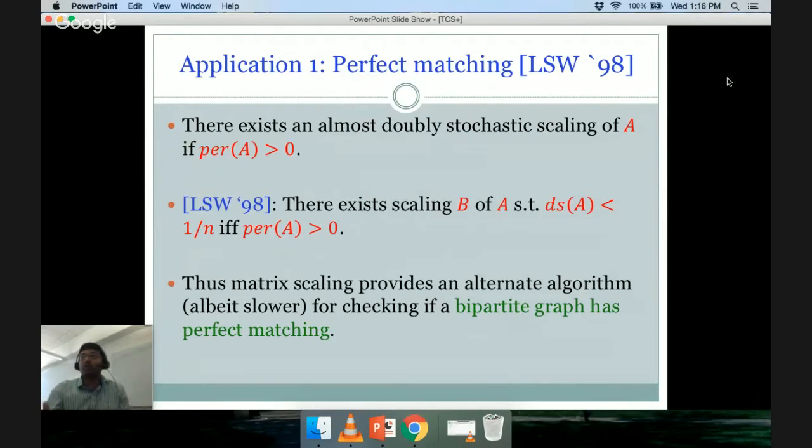If you get close to doubly stochastic, then output it has a perfect matching, otherwise not. Okay, it's a slower algorithm, but it's a very different algorithm for perfect matching. Any questions?